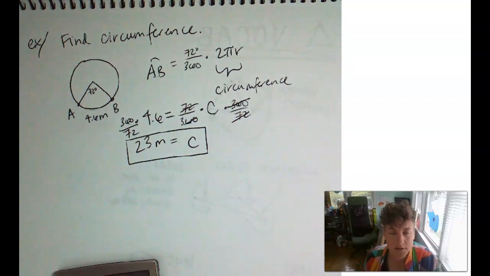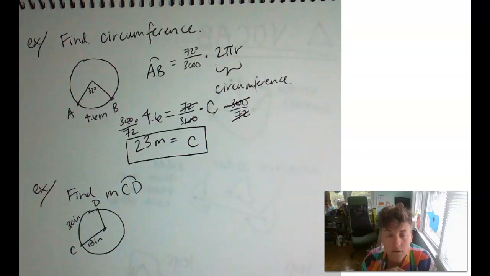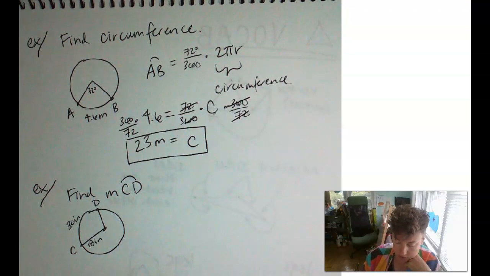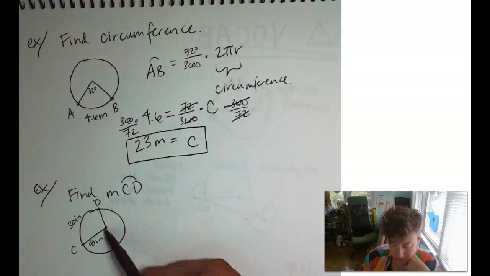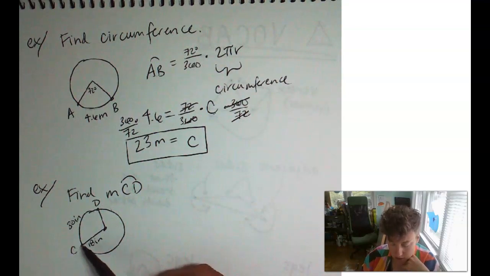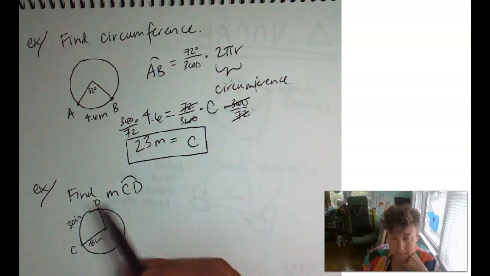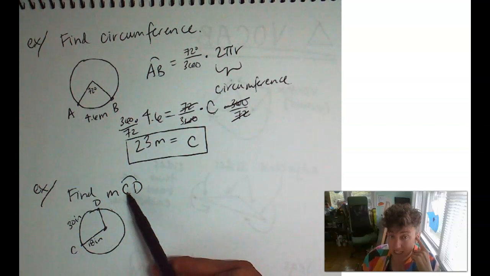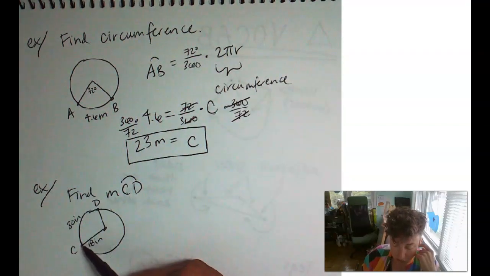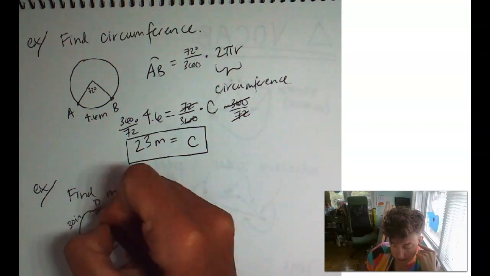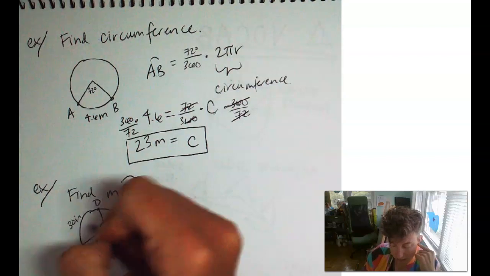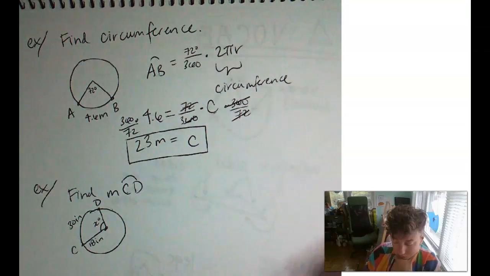Let's kick it up another notch. So this time we've got a circle with a radius of 18 inches and an arc length of 30 inches. And we're going to find the measure of that arc, meaning in degrees, which will be the same as this central angle. We could call that x. That's really what we're looking for.